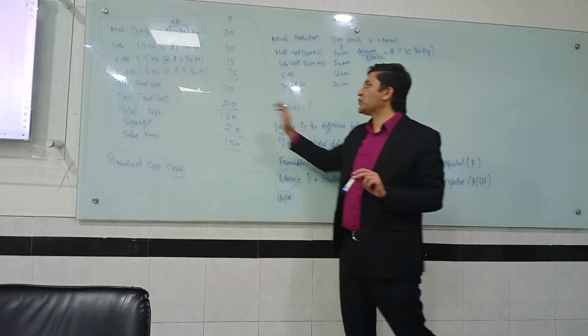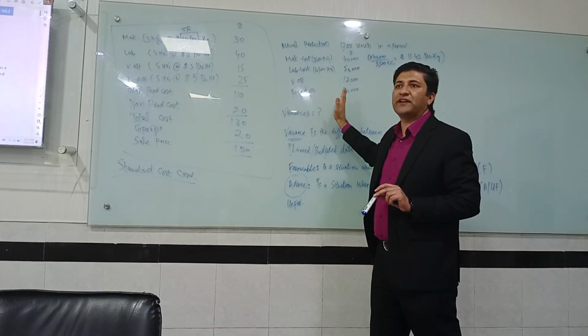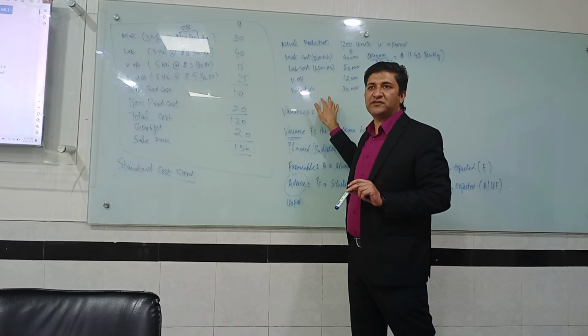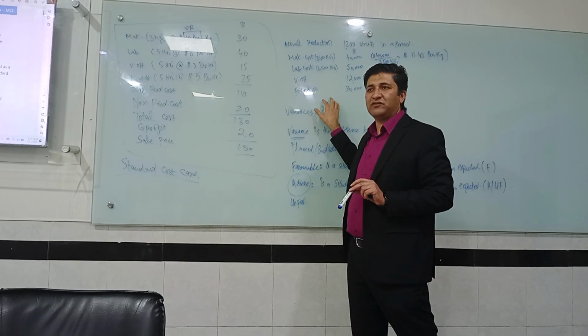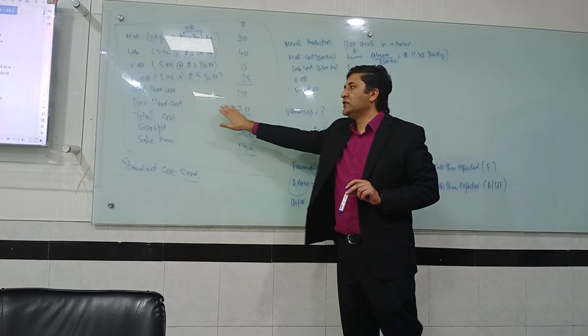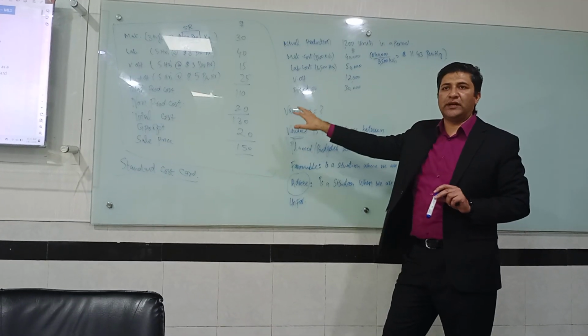For example, in this question, I have no data for the non-production cost in terms of actual data so far. So I cannot calculate the variance for non-production cost. But if I want to calculate the variance for non-production cost, I must have the non-production cost data in actual terms. Then I can calculate.